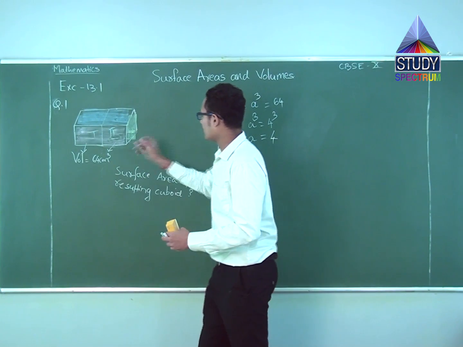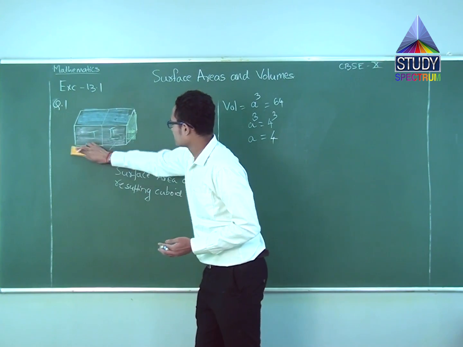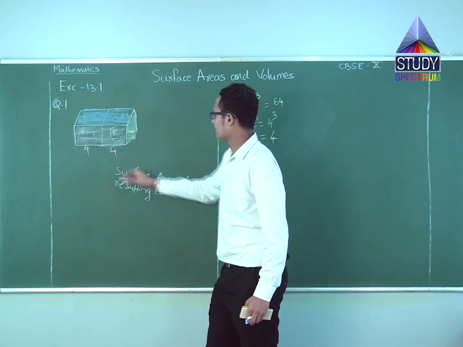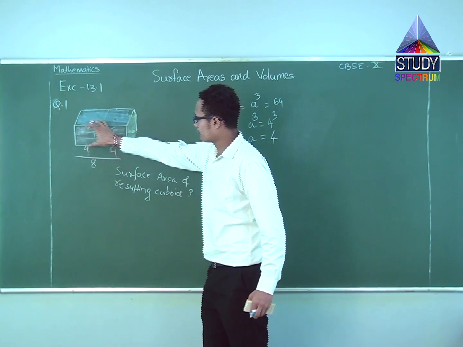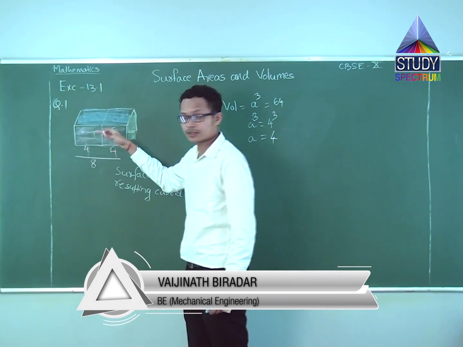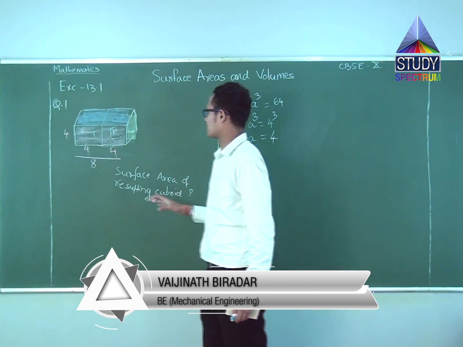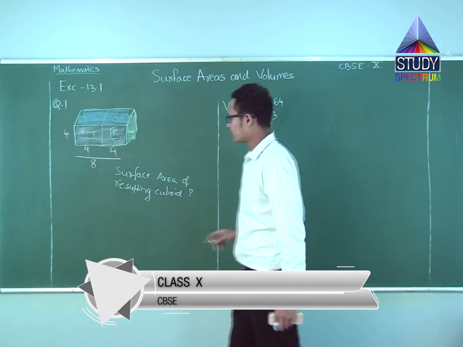Okay, sure. So this length is 4, this length is 4. The total length is 8. And the height of the cuboid, now it's a cuboid, right? The height of the cube is still 4, it doesn't change. So the surface area is 8 into 4, 32.